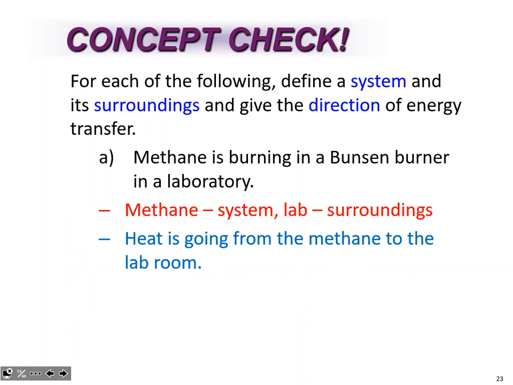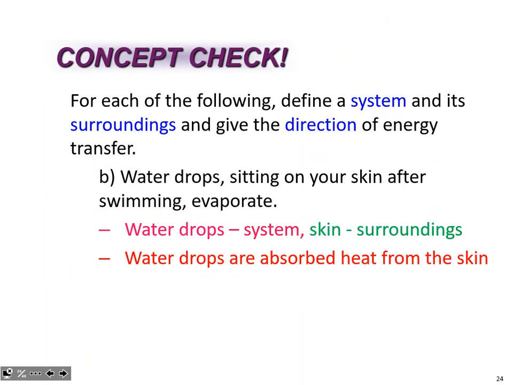Always. Now let's look at the second example. Water drops sitting on your skin after swimming. The water drops are the system. The skin would be the surroundings. This is the whole process of why we perspire to cool our bodies, if you think about it. Water drops are absorbing the heat from our skin, and when they evaporate off of us, they take that heat away, becoming the gas. So absorbing it means this process is what? Endothermic. And anytime water's evaporating, that's changing from a liquid to a gas, so it's got to be endothermic as well.